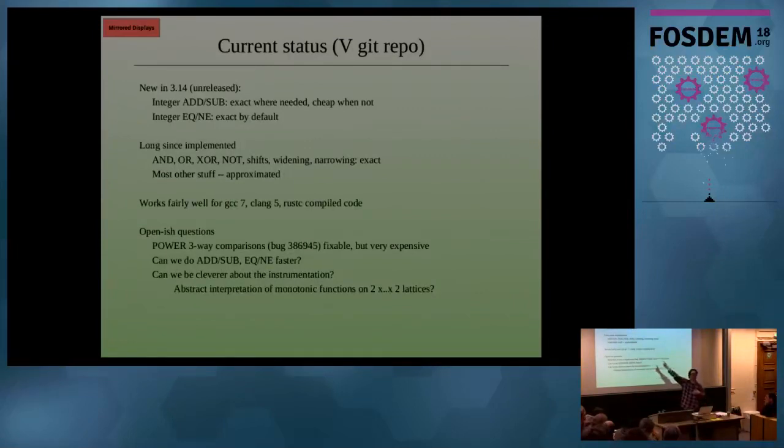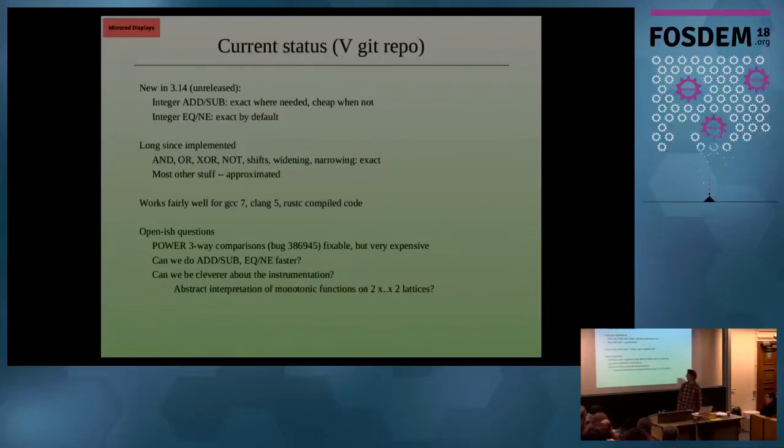Sort of for the record, we have long since implemented and/or, not, shifts and some other stuff, widening exactly, because all the basic bit twiddling stuff that gets done. Most other stuff, including floating point, is just approximated on the basis that any input that's undefined causes the whole output to be undefined, and that's sort of good enough. So the result is it kind of works fairly well for GCC 7 and Clang 5. It also works for Rust compiled code, because that's a priority for Mozilla, and Rust is a big deal in Mozilla now.